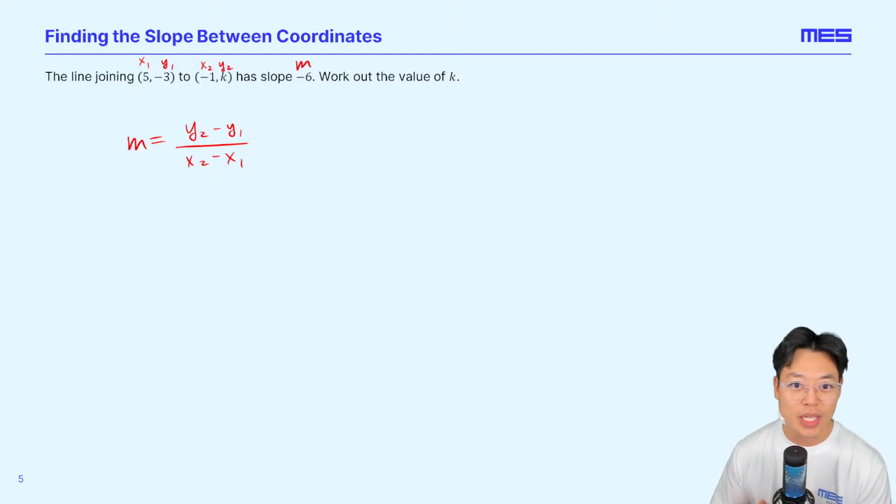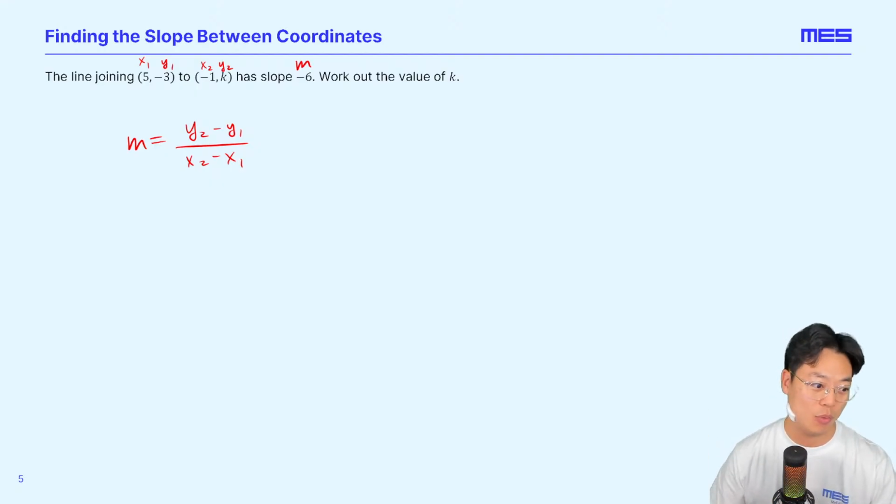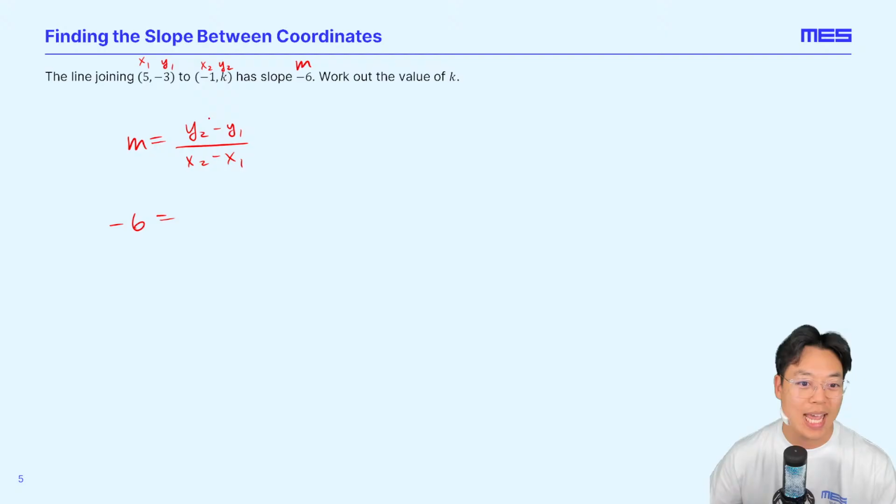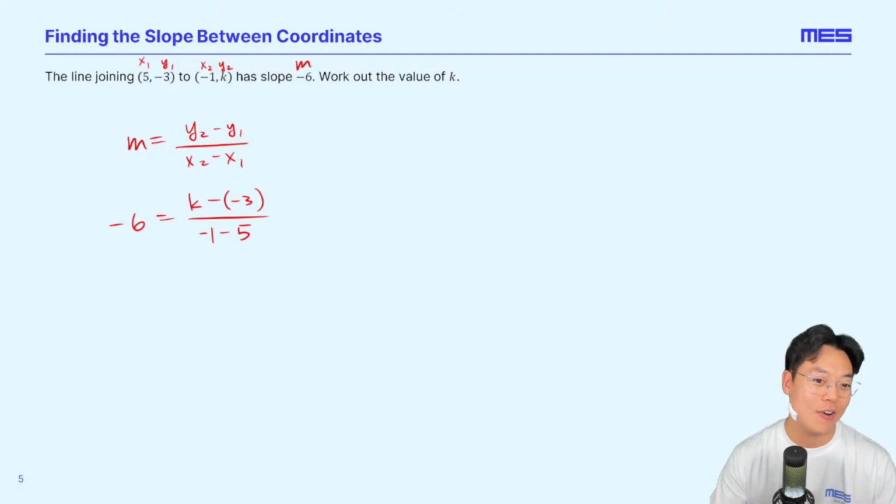So all we're doing here is, for those of you that like substituting or plug and chug, that's exactly what we're doing here. M, the slope, is equal to negative 6. Y sub 2 is k, so we're just substituting in. Y sub 1 is negative 3. X sub 2 is negative 1. And x sub 1 is 5. And now we solve for k to the best of our ability.